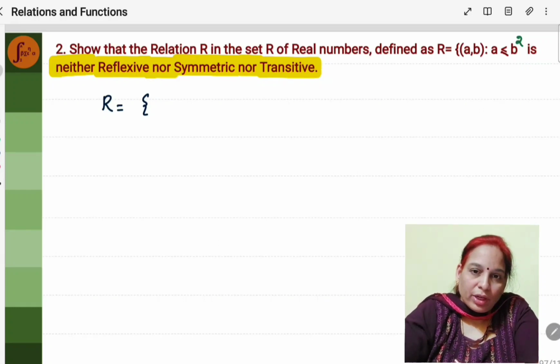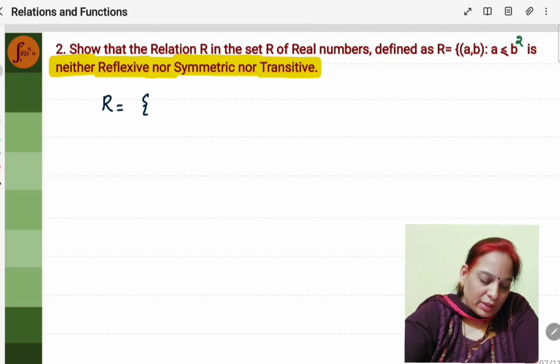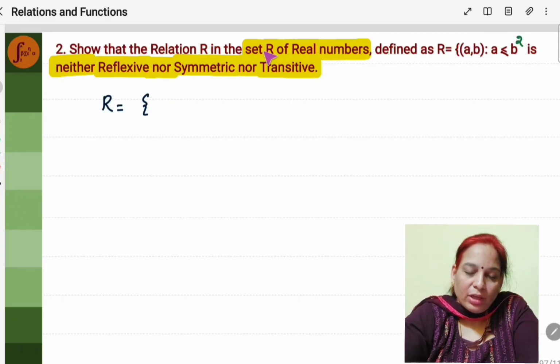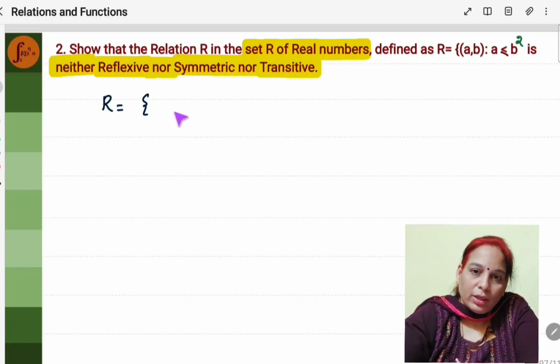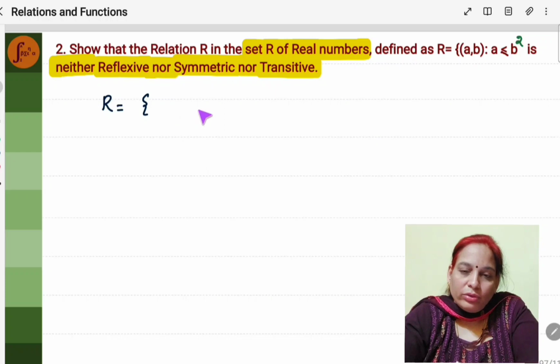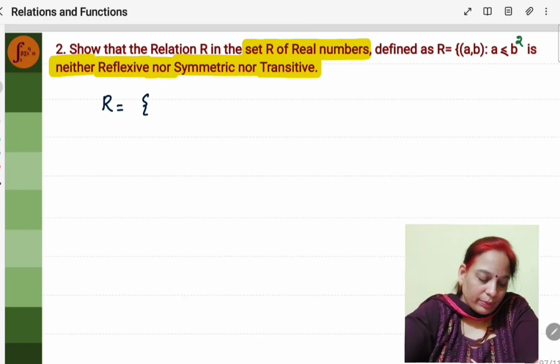So we will first write the set. What is the set here? The set is R. R means real numbers, right? Whenever they say set R, it means real numbers. And what are real numbers? Real numbers are all numbers: positive numbers, negative numbers, integers, fractions, decimals. All of this comes under real numbers.